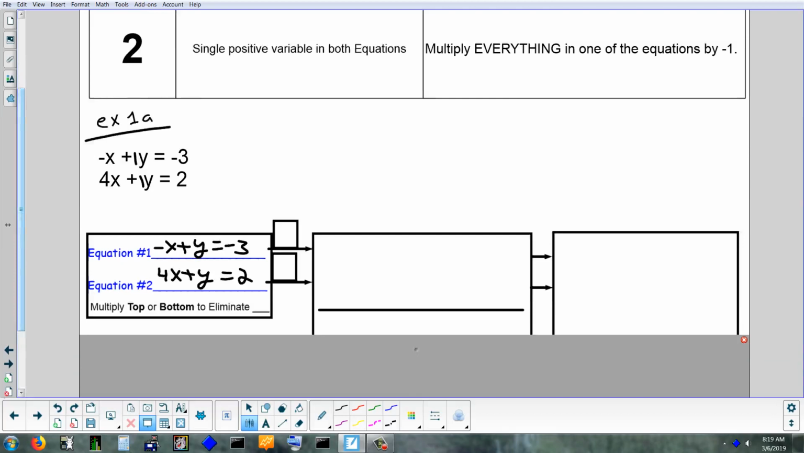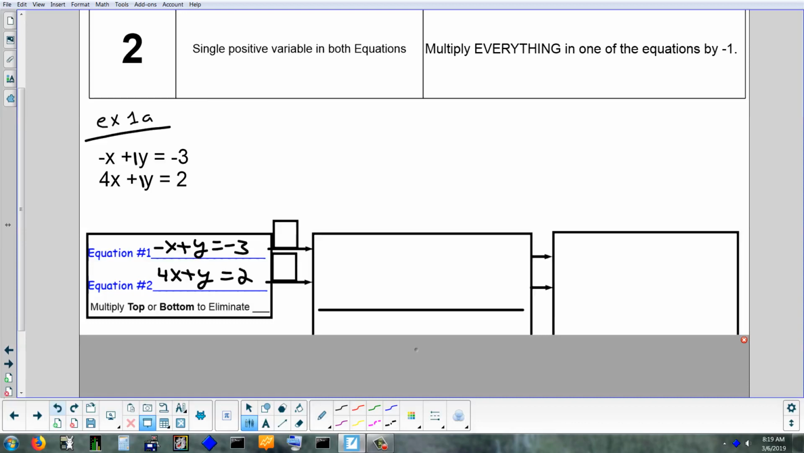There's my second one. Now, the what to do. Multiply everything in the equation by -1. That's what you use the boxes for. You put the number in the box that you're going to multiply the equation by. So we just said -1. We can pick. Do you guys want to multiply everything in the top by -1 or everything in the bottom? You're not wrong, either way.